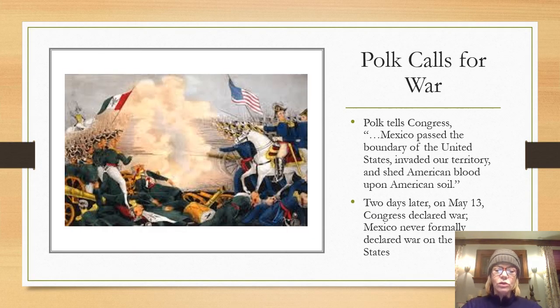Okay, so Polk goes to Congress and he says, Mexico passed the boundary of the United States. They've invaded our territory and they shed American blood upon American soil. So it only took a couple of days and Congress declares war. Mexico never officially declared war on the United States. What they had to do is defend themselves when America goes and attacks them.